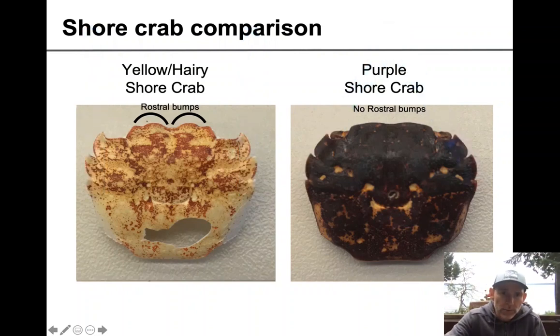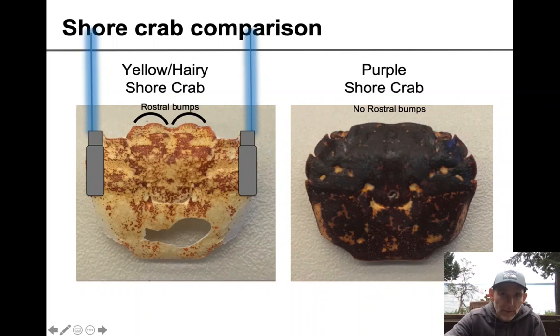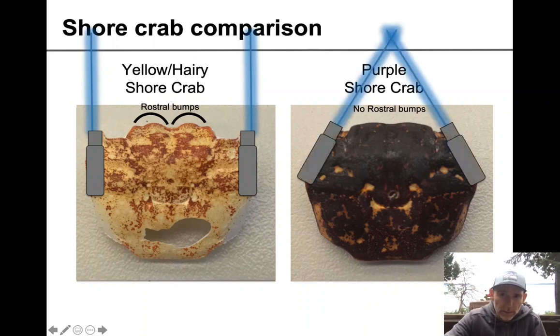Again, moving backwards, you see on this carapace, rostral bumps pronounced on the hairy short crab, not pronounced on the purple short crab. But if you were to take the lasers and place them on the carapace in the orientation of those marginal teeth, the hairy short crab, they would be parallel. The purple short crab, they would cross. Now that may not be that helpful to you, but I'll tell you what, kids love this idea. So take it for what you will.